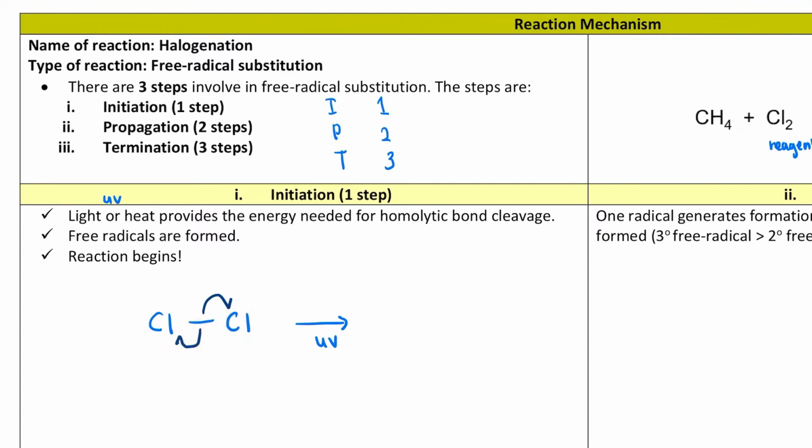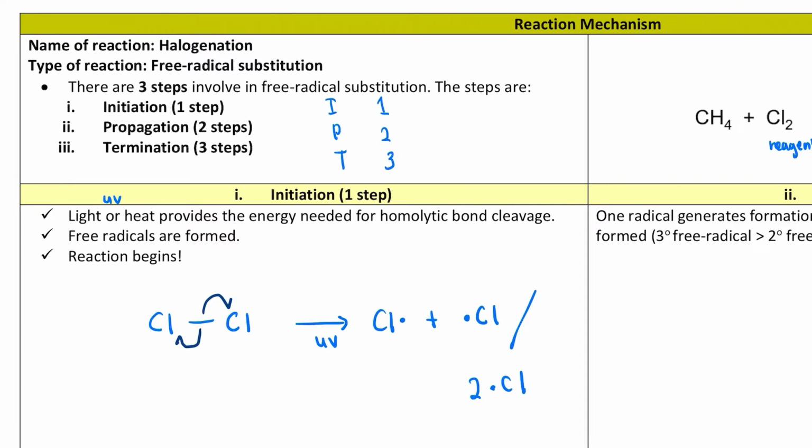So that means our product will be Cl radical. So there are 2 Cl radical here lah. You can write like this, or if you don't want to go through the hassle to write 2 times, you can just write 2 dot Cl like this.